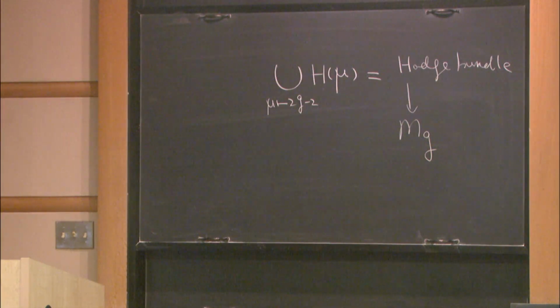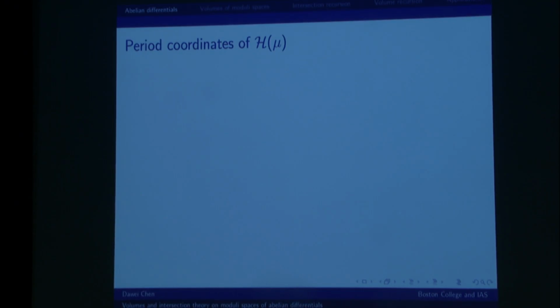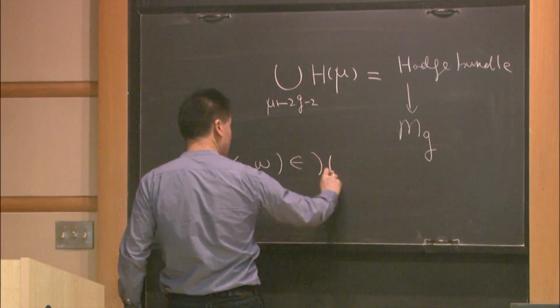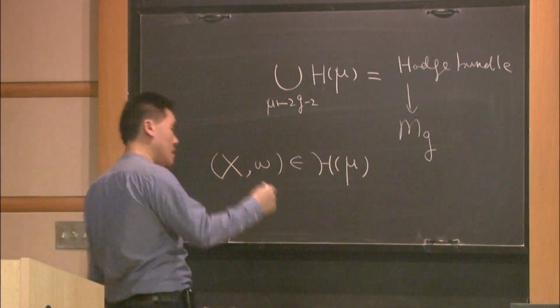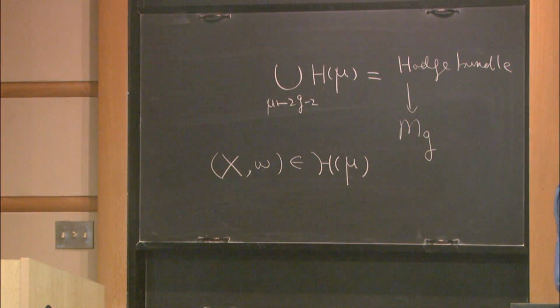Okay. Well, but still, everything is heuristic, because when I just define this H mu, it just looks like a set. How do I give it any geometric structure? Nevertheless, there is a really nice geometric structure associated to each H mu given by period coordinates. Let me quickly explain. I start from a point x, omega as a point in this stratum H mu. In particular, omega is already of type mu. It has n distinct zeros, Z1 up to Zn. Now I label them just as marked points in the surface.